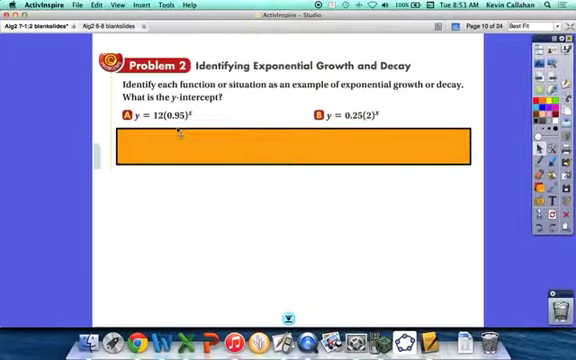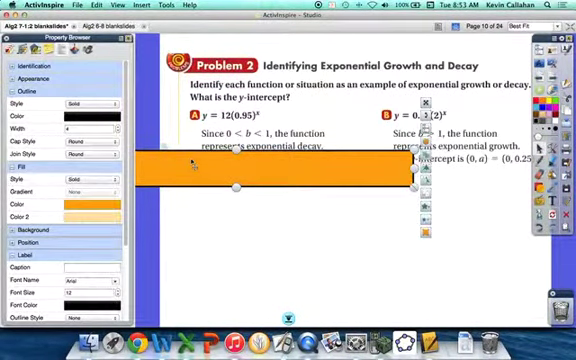The shape of the graph would be like that. And what about this one? Growth or decay? Growth, because 2 is greater than 1. And then the last, what is the y-intercept? 12, it's the a. And what is the y-intercept for this one? 0.25, right? So that is, come on.